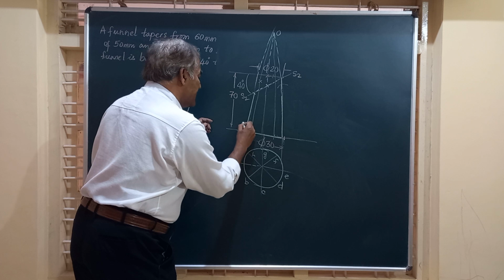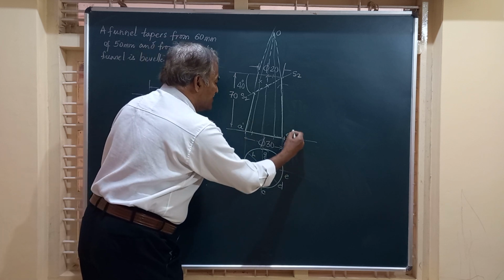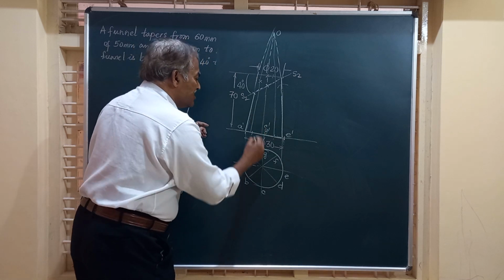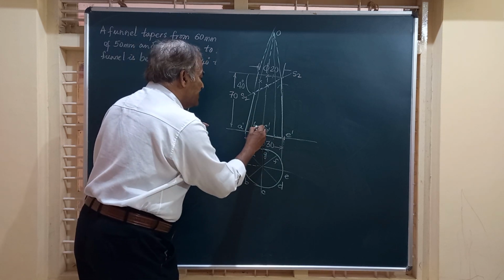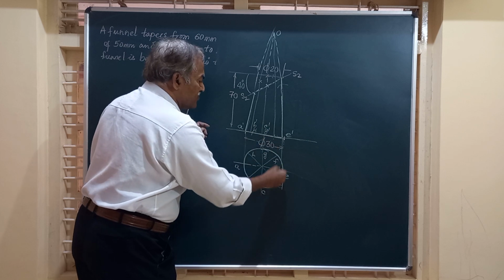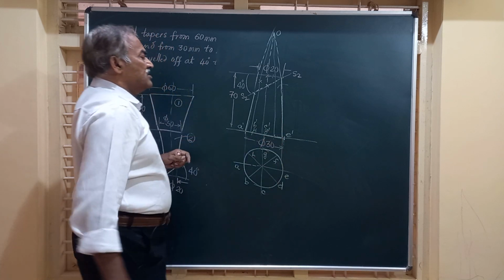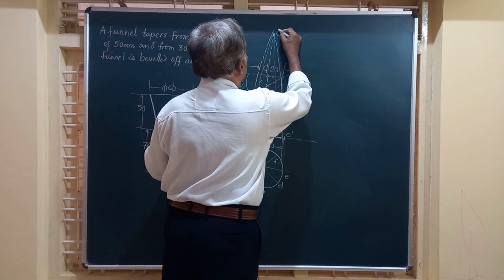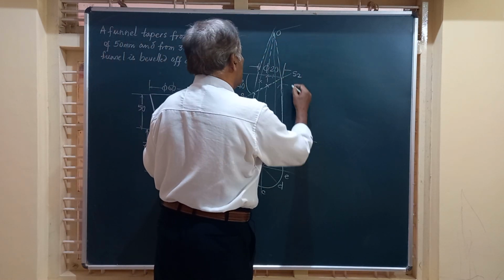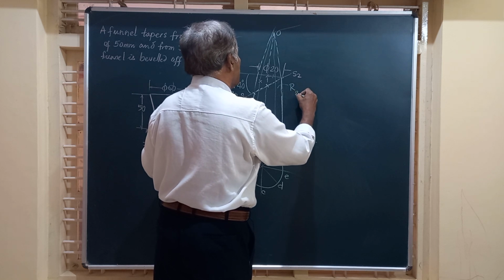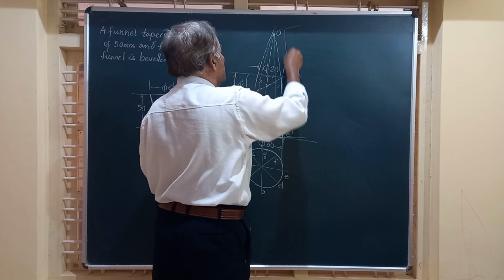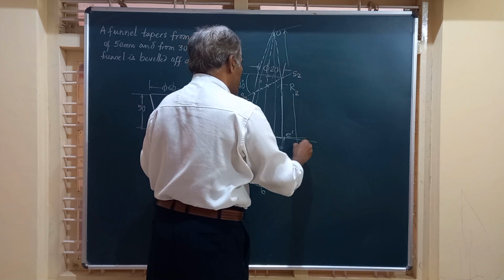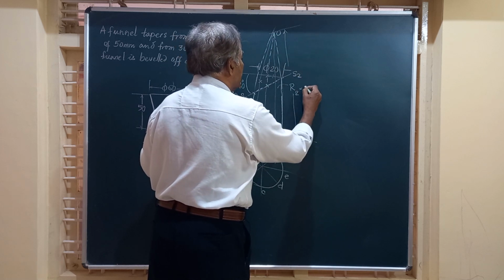This point is A dash, this is E dash, the center is C dash, G dash, and this is B dash, H dash. Like this you obtain D and F on this. Now after construction of this figure, the length of this last line is the true length of the generator. So we will mark it as R2. R2 is the true length of the generator.